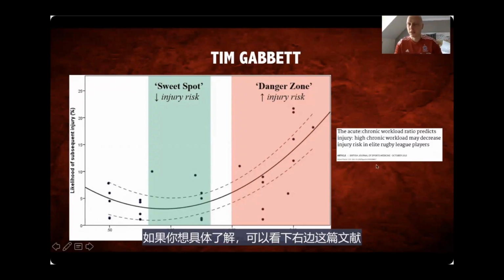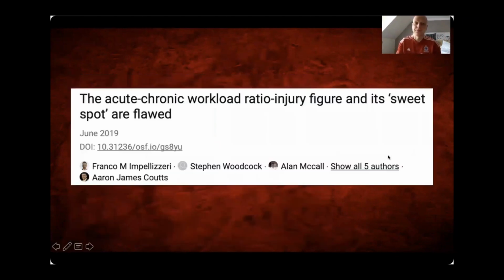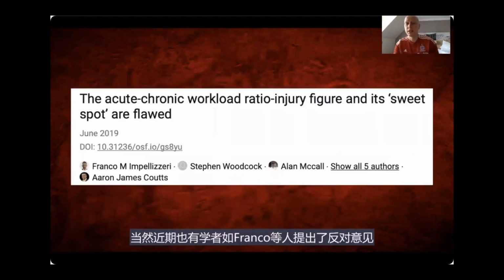If you're interested a little bit more in research, you can check the team's work in the British Journal of Sports Medicine and some other articles as well. Now, I have to say that recent experts such as Franco Impellizzeri and his colleagues said things against the acute chronic ratio, but I can tell you that from my practical experience, I found it very useful.